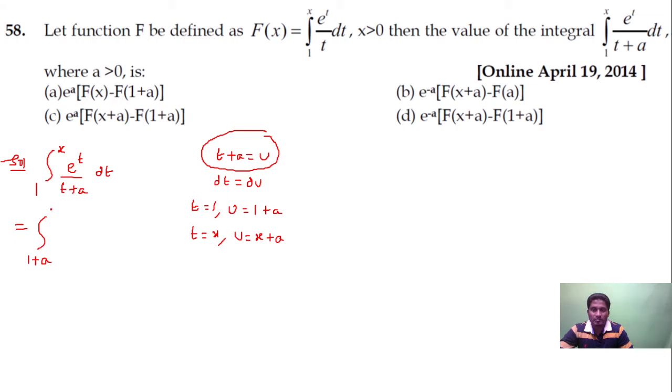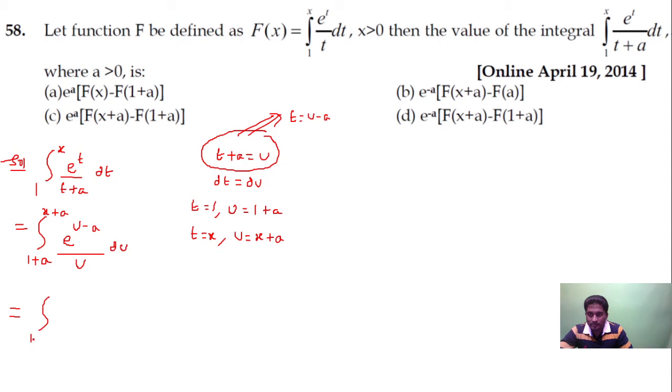When t is equal to x, this is x plus a. So this will be equal to x plus a. e to the power of the value of t from this will be equal to u minus a. So this is e to the power of u minus a upon u, and dt is equal to du. Okay, now I'm going to take e to the power of minus a common.